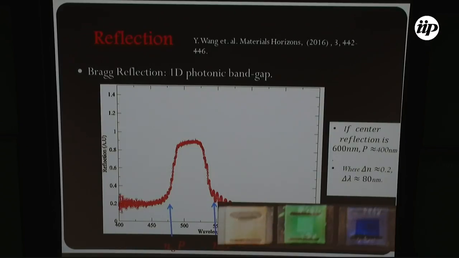So this is actually one cell or a set of cells. So you can make blue reflecting cholesterics, or green or orange light. Okay.